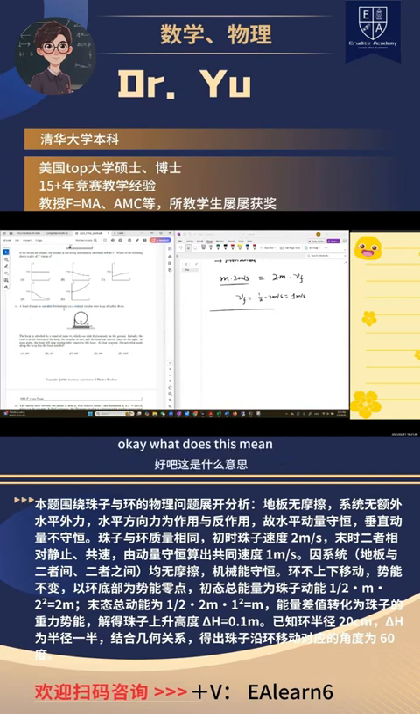What does this mean? It means the whole system does not lose mechanical energy, because the only way it can lose energy is due to friction. But there is no friction between the floor, and there is no friction between the bead and the hoop. There is simply no energy loss, which means mechanical energy conservation.